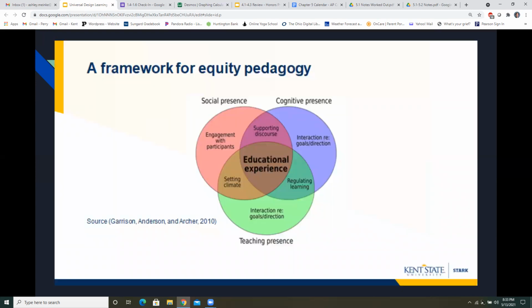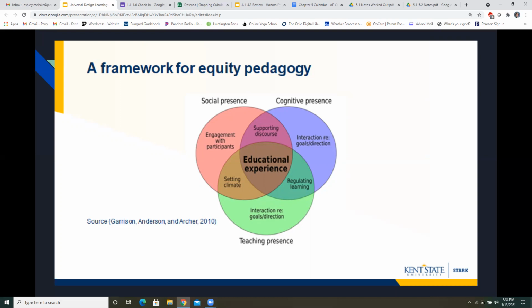If we put the three presences that I mentioned, the social presence, the cognitive presence, and the teaching presence in a Venn diagram, this is how it looks. Your total educational experience happens when all three presences are working together. But independently, these presences have their own little focal points. For example, goals and directions can go into teaching presence and cognitive presence. Engagement with participants that we've discussed in this presentation before goes into the social presence.